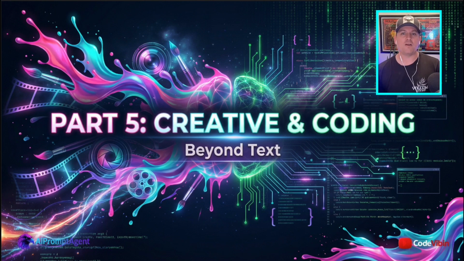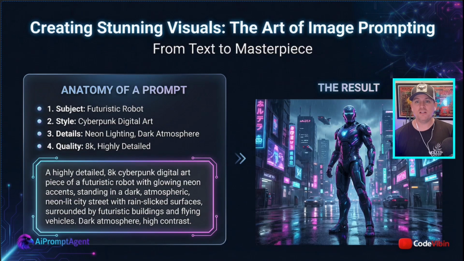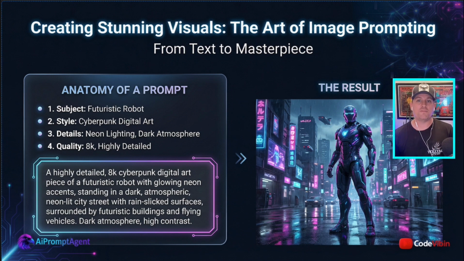Let's start by learning how to paint with words. Image generation is not just about typing a cat. It's about understanding the language of visual aesthetics. Models like Midjourney and DALL-E 3 translate text descriptions into pixels, but they need specific guidance on style, lighting, composition, and mood. A good image prompt is a detailed description of a scene, acting as a director of photography. You must be specific about the subject, the medium (photo, oil painting, 3D render), and lighting (golden hour, studio softbox), and the camera angle.